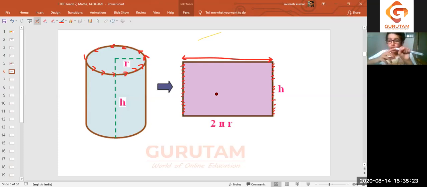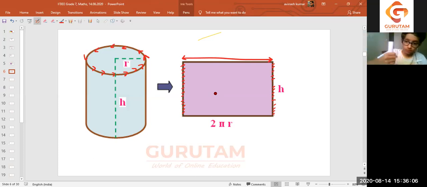This circle is so small, and this is so long. What will happen if you give more diameter, more circumference? Just try. Does the height change? Not changing, right?